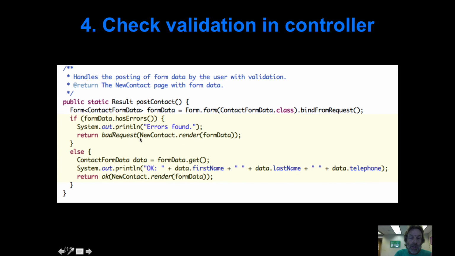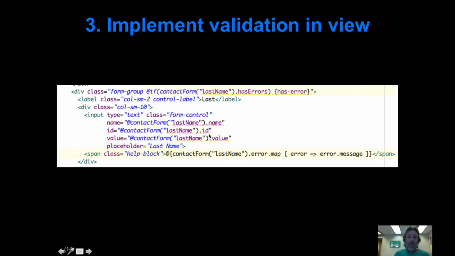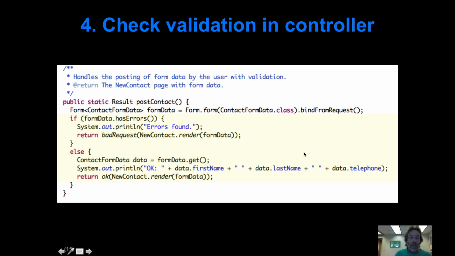And what we're going to do is return the new contact page just like we always do. We're going to render it with the form data. And because this form data has had this validation processing done on it, when we re-render that page, we're going to find this Scala expression will now determine that there are errors in that form data, and so this has error is going to be produced in the HTML. Also, when we invoke this error map, error to error message, we're going to get that error message coming out. Okay, so that's how we're going to see the result of our errors.